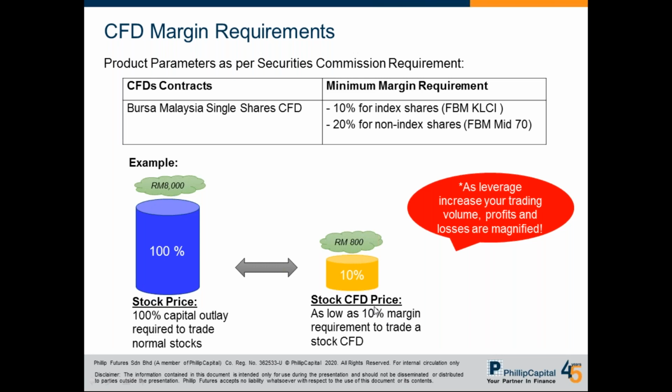Today, if we assume Harta's price moves from 8 ringgit to 9 ringgit, how much are you making in the traditional stock broking account? You are making 1,000 ringgit, but your investment will be 8,000. In our Phillip CFD, you are making 1,000 as well. So 1 ringgit equals 1,000, which is totally identical in our Phillip CFD account, but your investment is only 800 ringgit.